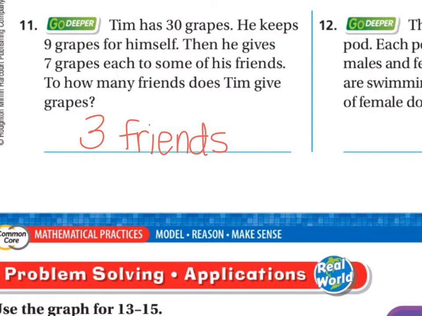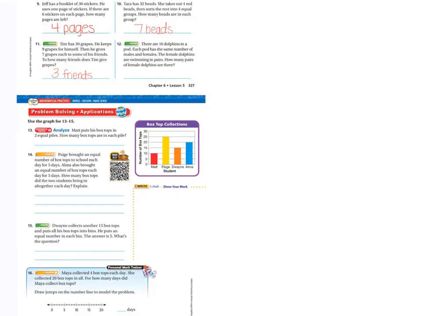The answer to number 11 is 3 friends. If you got 3 friends, fast forward now. The first thing you need to do in number 11 is subtract 30 minus 9. We are subtracting those 9 grapes because Tim is not going to give those away. He is going to keep them. So 30 minus 9 is 21. This means he's going to give those 21 grapes to his friends.